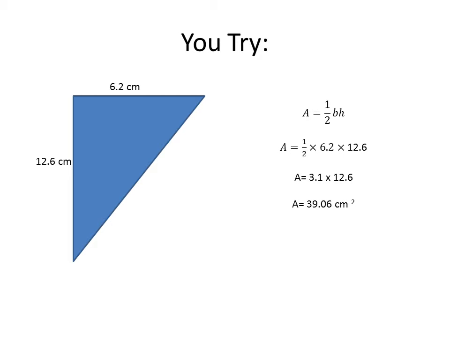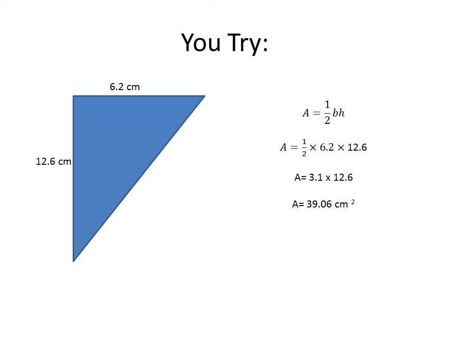Okay, so our area is equal to 1/2 base times height. Our base and height are the two sides that we're given. They meet at a right angle. Okay, it doesn't matter which one you use as your base and which one you use as your height, because we're multiplying and order doesn't matter. So when you finish it, you should end up with 39.06 square centimeters.